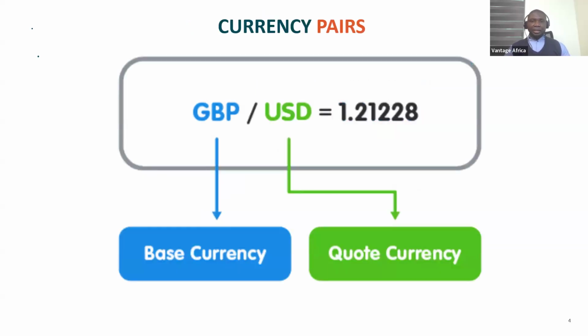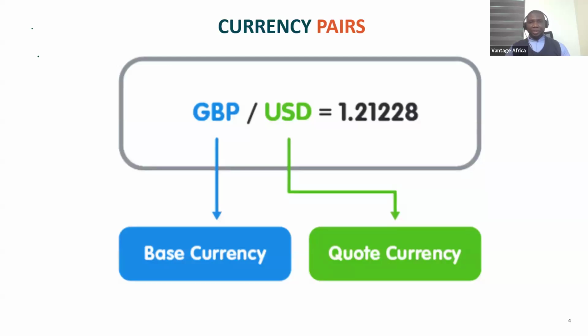So let's look at this. This is what we call a currency quote. You have a base currency, you have a quote currency, and you have a price. Now, every currency pair has a price at this current moment. And that is constantly changing, constantly fluctuating. But that currency has a price at this moment, even though it's constantly fluctuating.